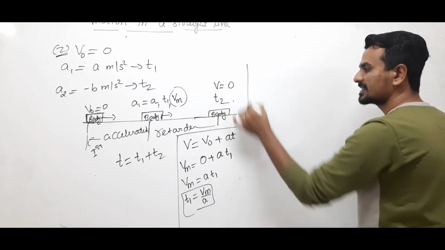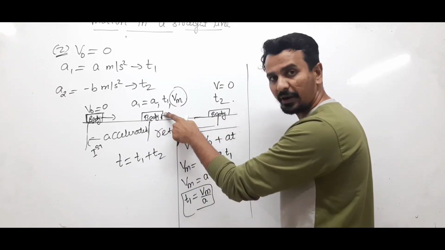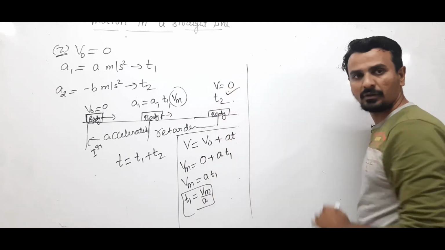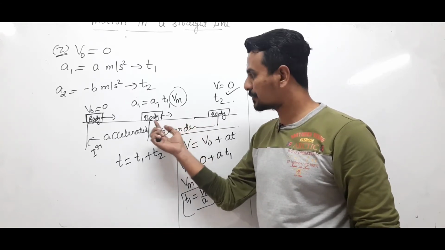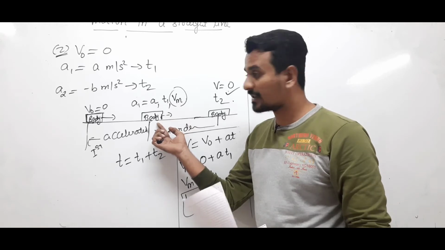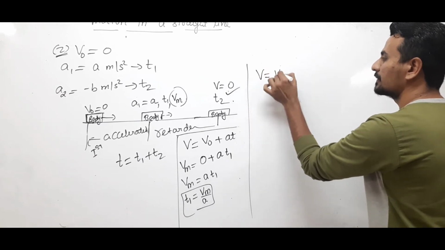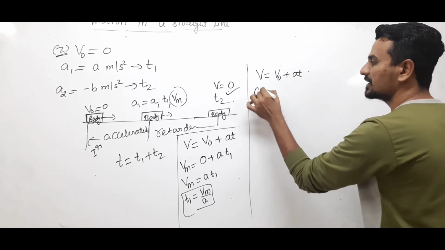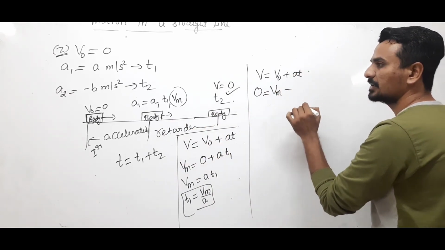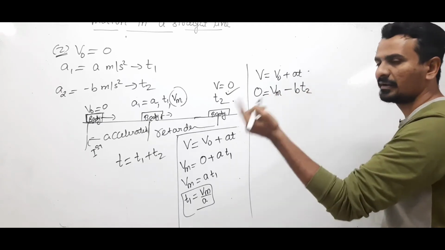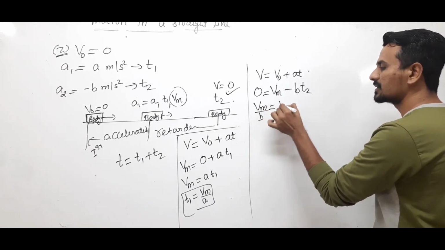Okay, now for the second situation, that means from t1 to t2, the initial velocity of the body will be Vm and the final velocity of the body will be 0. Now we just have to consider only this part, starting with maximum velocity and ending with 0 velocity. So we can use again the same equation, V equals V0 plus at. Final velocity is 0 for this case. Initial velocity is Vm, acceleration is minus b, since it is performing retardation, so I am placing minus. So Vm by b will be equal to t2.